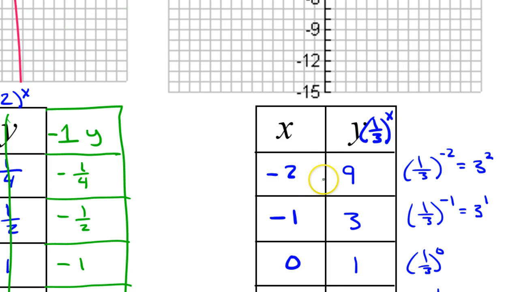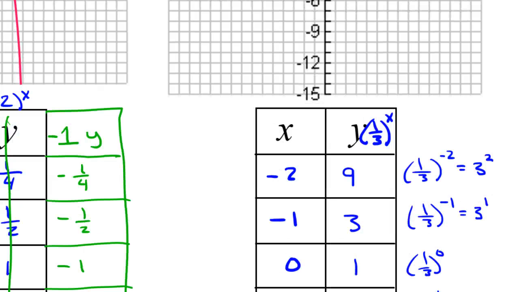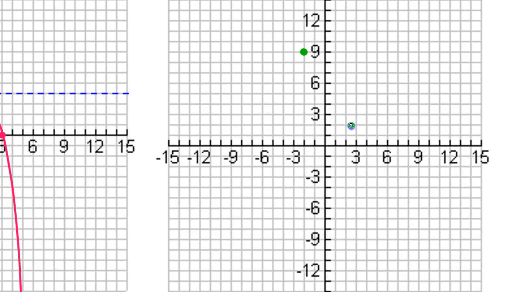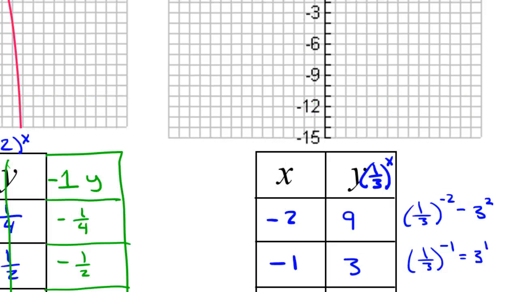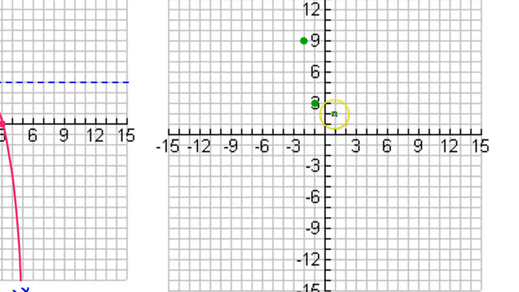Okay, so let's go ahead and graph negative 2, comma 9, for example. Alright, so negative 2, 9 is going to be right here. And then I've got negative 1, 3. So negative 1, 3. And then 0, 1. So 0, 1 is right there.